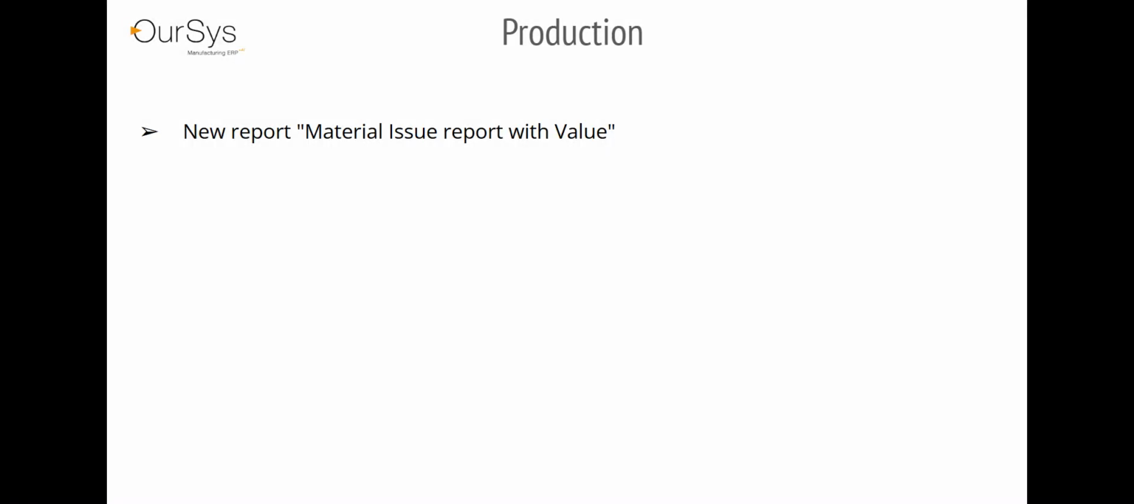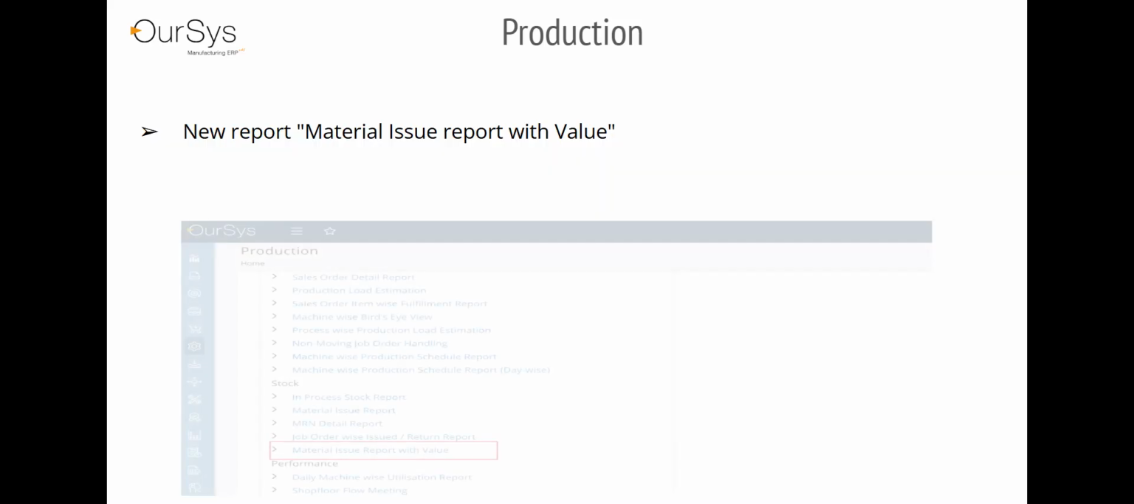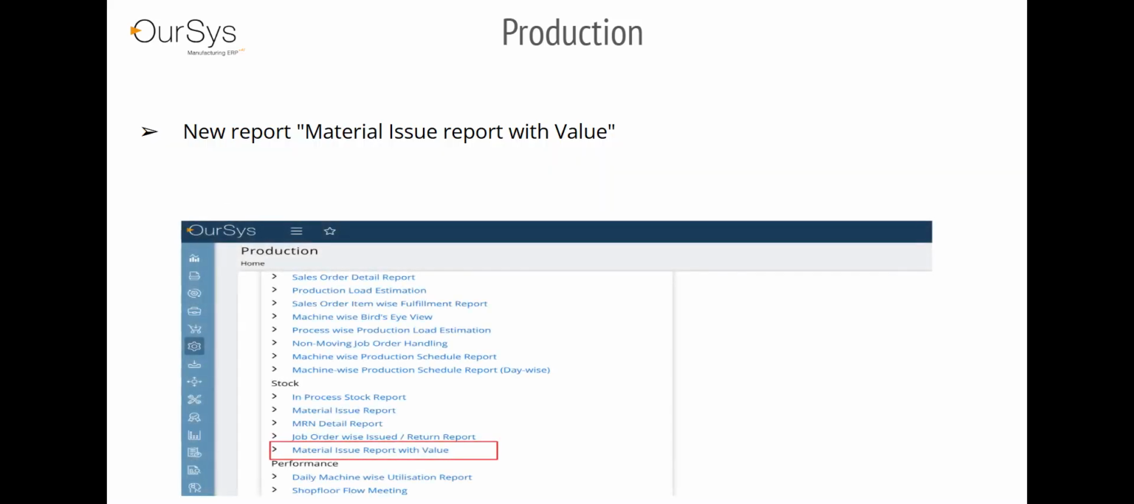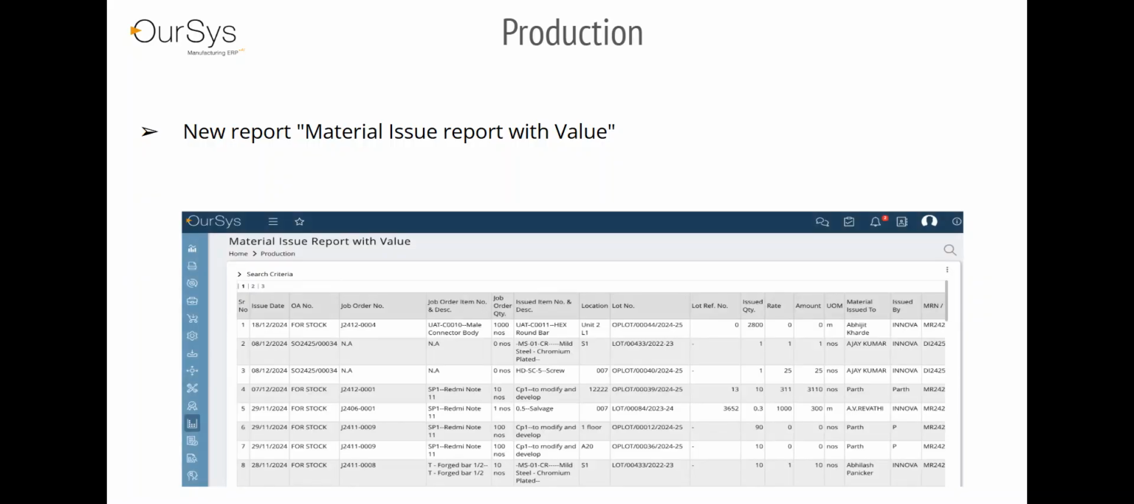Moving to the next, new report, material issue report with value. So we have now introduced a new report that lets users see the material issue detail report based on the value. So under production, there is a new report called material issue report with value. Here, the actual material rate for the material that we have issued comes here.